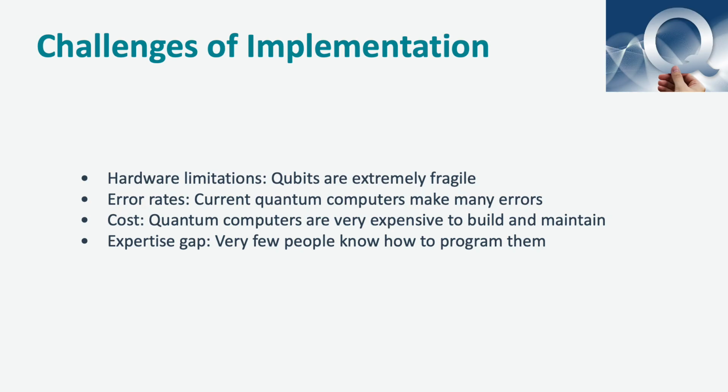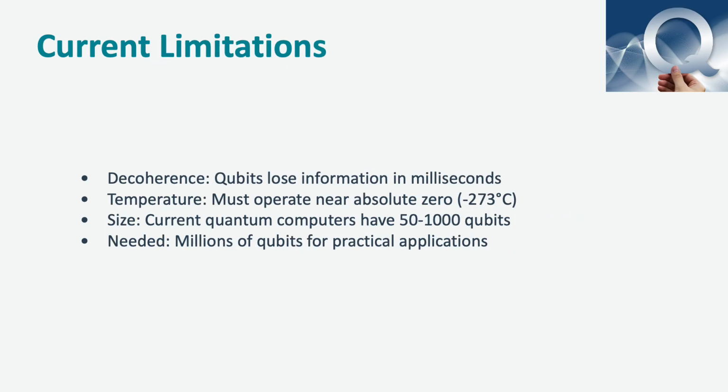The field requires expertise in both quantum physics and quantum computer science. Finally, the cost is prohibitive. A single quantum computer can cost tens of millions of dollars to build and requires expensive ongoing maintenance. These challenges mean that quantum computing will likely remain a specialized tool for specific problems rather than replacing classical computers for everyday tasks.